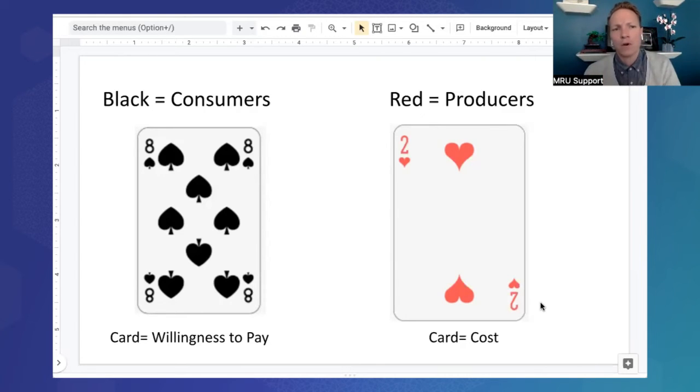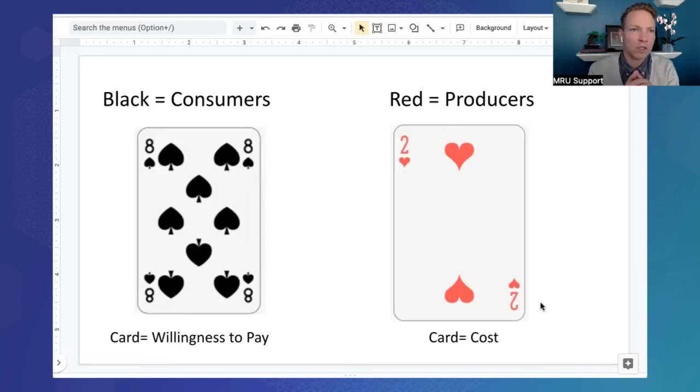All right. If you're a consumer and you have a black card, you're trying to get a price lower than your card. This is your willingness to pay. So you're trying to get a price lower. If you're a producer and you got a red card, you're trying to get a price higher than your cost. And basically your surplus is that difference. And so the consumers and the producers walk around and they're bargaining with each other, trying to agree on a price.